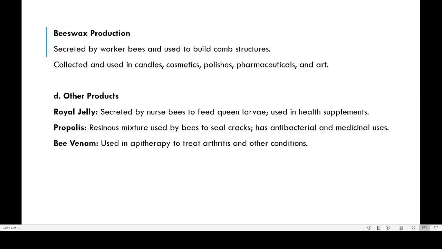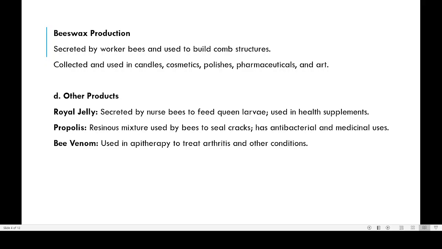Here also you can see these kinds of small structures, which is propolis, a resinous mixture. Resin means a gum-like mixture, and it is used for sealing cracks or openings. So that is the propolis. Then we have royal jelly.